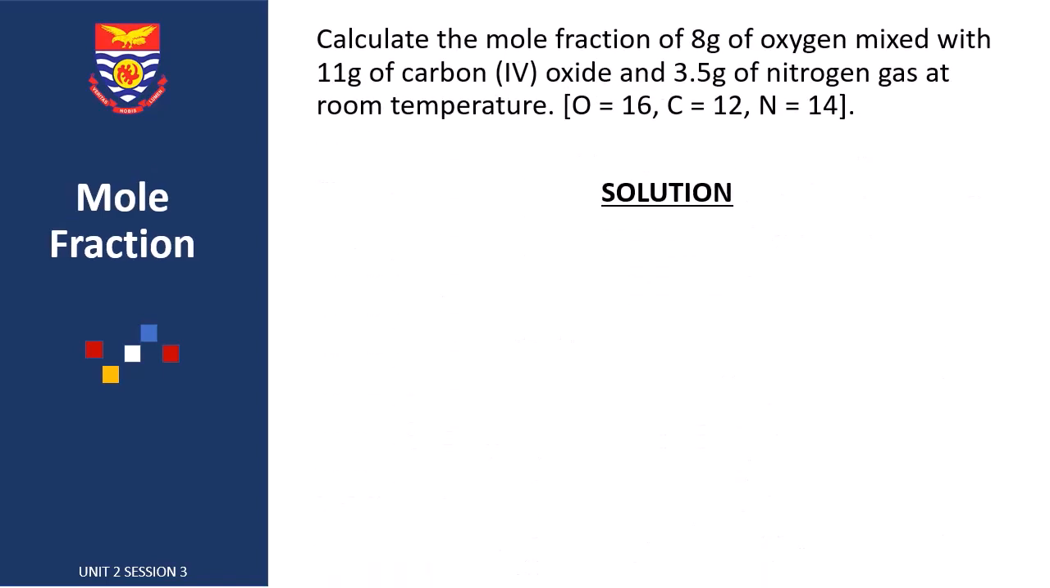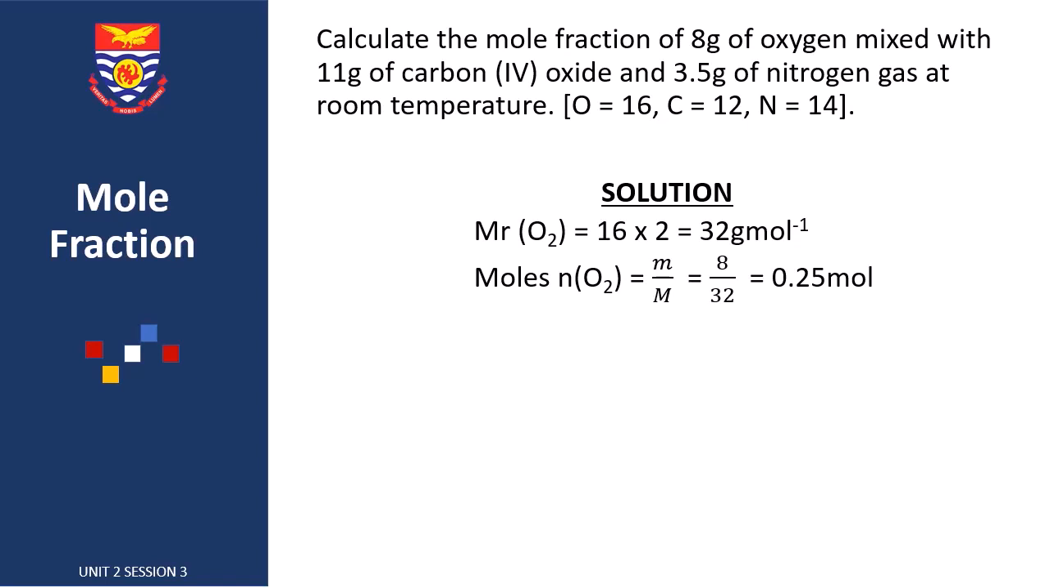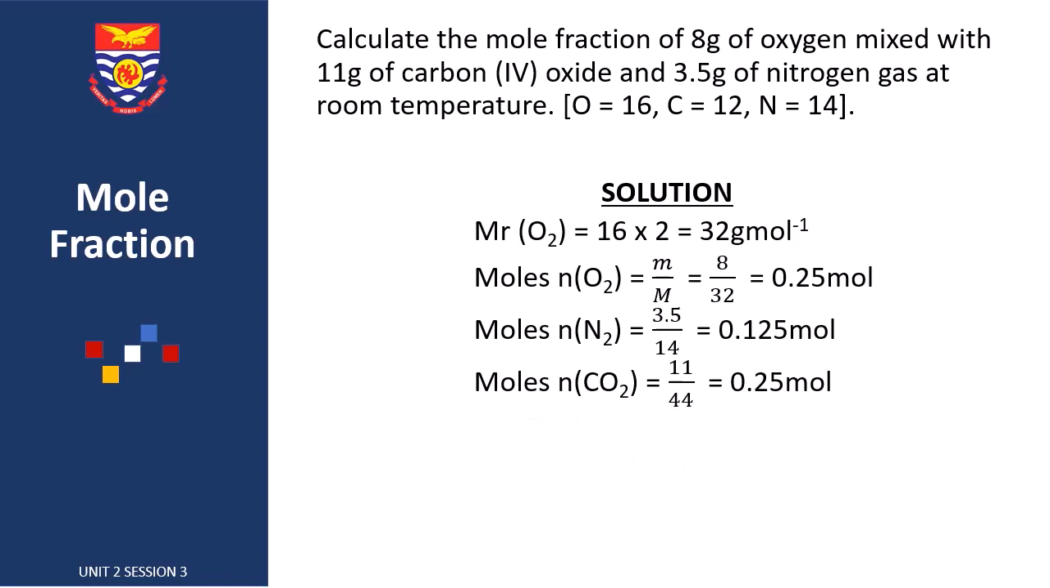So there is an example here for us to try where we are to find the mole fraction of oxygen, carbon dioxide, and nitrogen. We've been given masses and atomic masses. What do we do? We have to express these masses in terms of moles for each of the components. Then we can proceed to find our mole fractions. So we have been given atomic masses, we find our molar masses, and with the mass we find the moles. We'll do that for all the components to get the moles.